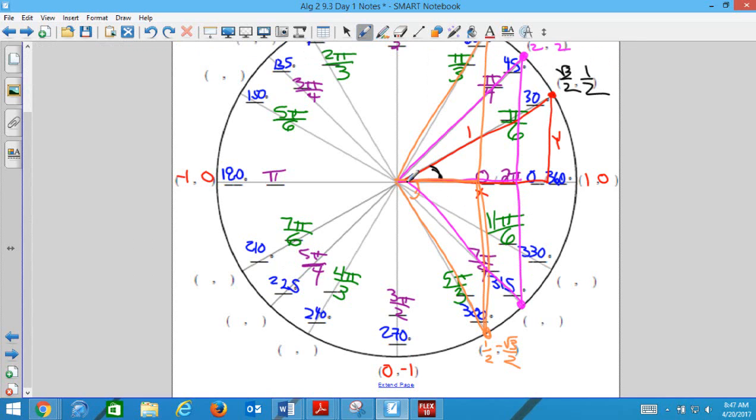All right, so the next one. I did not draw it very well. So when I do that 45, this one's going to be the same exact x. It's square root of 2 over 2. But the y value, instead of going up, we're going down. So negative square root of 2 over 2.